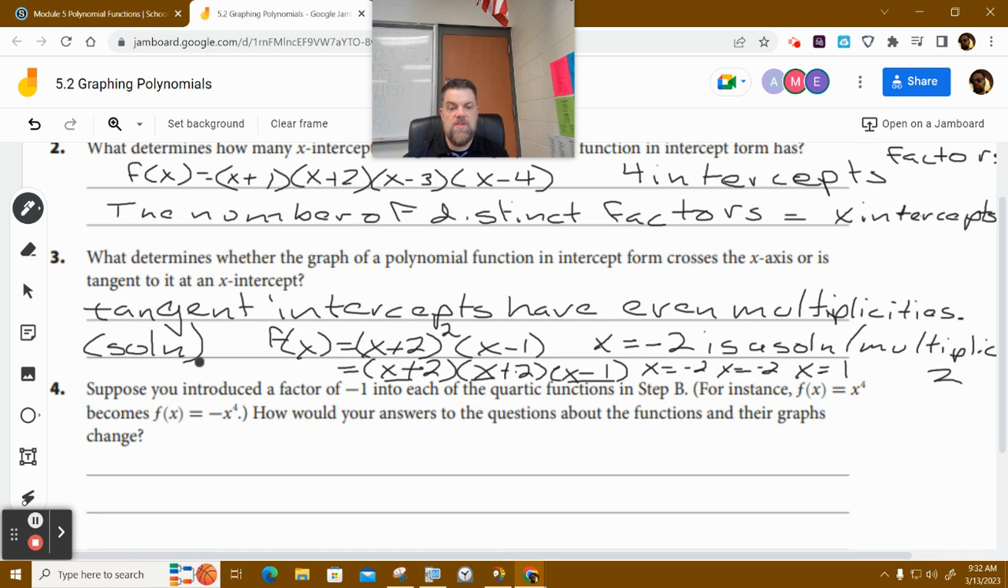And then it says, suppose you introduce a factor of -1 into each of the quartic functions in step B. And so what they mean by quartic, everything in our last page was fourth degree polynomials, and so they call those quartic, like quarter, like 4. What does that negative do? And how does it affect the graph? It just flips the graph. And you could put in there the y values. It just negates the y values. It makes them the opposite. Flips the graph over the x-axis.